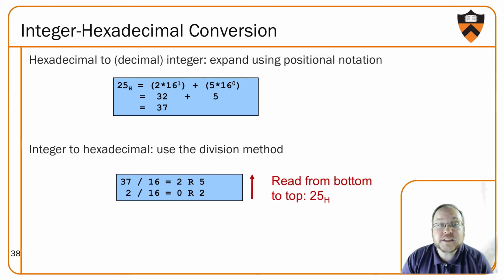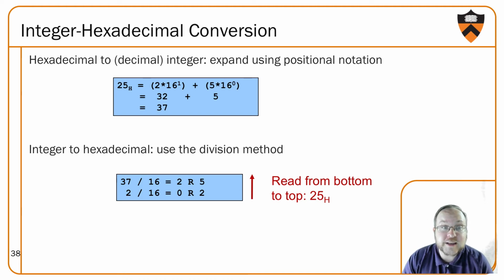So for hex to decimal integer, we're just going to expand the positional notation and add. Here we have 2, 5 in hex, which is going to be 2 times 16 to the 1, plus 5 times 16 to the 0. 32 plus 5 is 37.